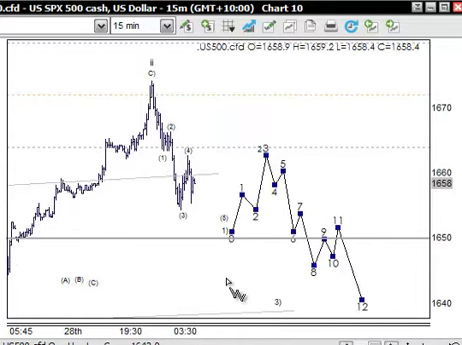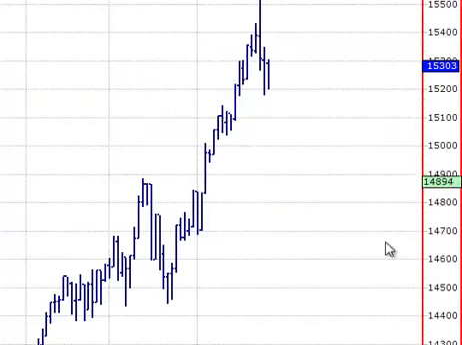So in terms of shorting this, it's good to get that five waves down here to confirm the direction, and then you get the three wave rally through here, and then you look for a retest on lower volume here. And if the retest is at 1660, well then that's fine, we can take it from there. So the S&P 500 is looking quite good, actually.